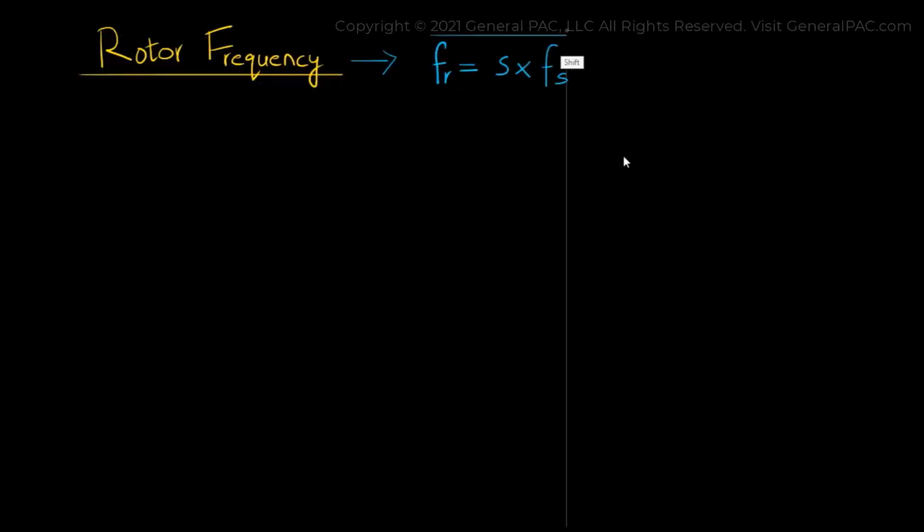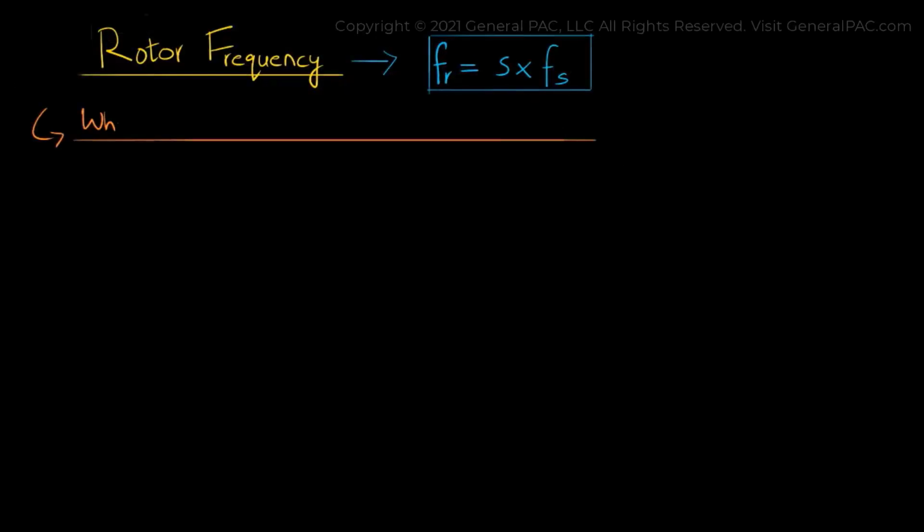Moving on, there's another term that is used frequently in induction motors, and that is the rotor frequency, which is the product of the electrical supply frequency at the stator, Fs, and the slip S. So Fr, which is the rotor frequency, is equal to S times Fs.